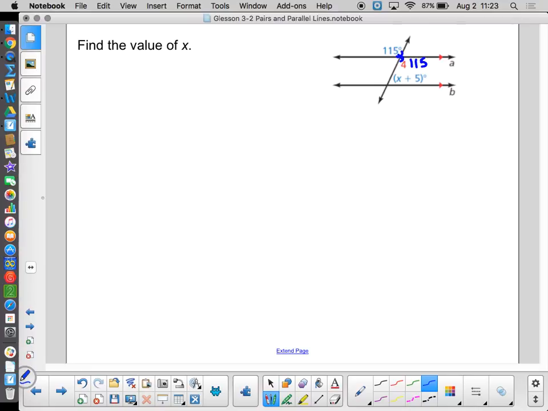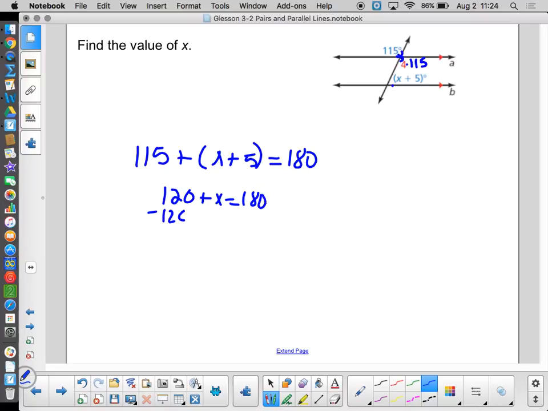Or I could just look at it and say, this one is obtuse, this one is acute. They aren't going to be congruent. So 115 plus the x plus 5 is 180. Combining terms, I get 120 plus x is 180, and subtracting the 120, we very quickly get to x equals 60.